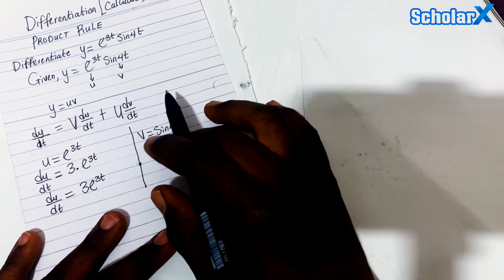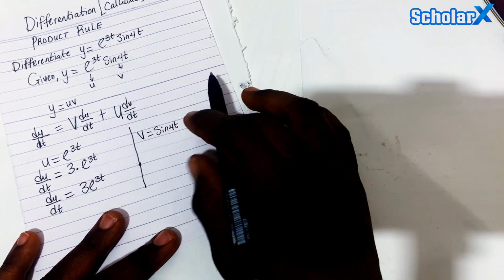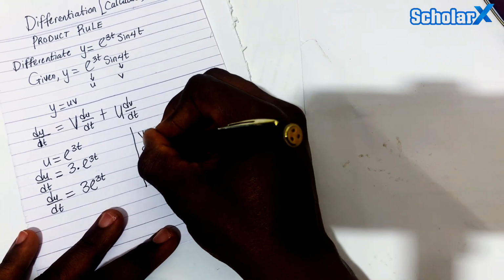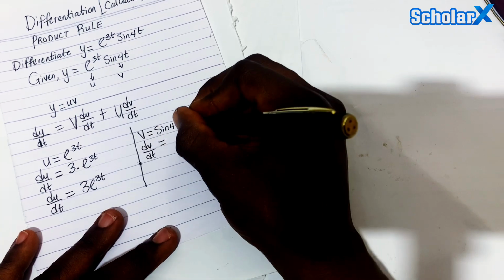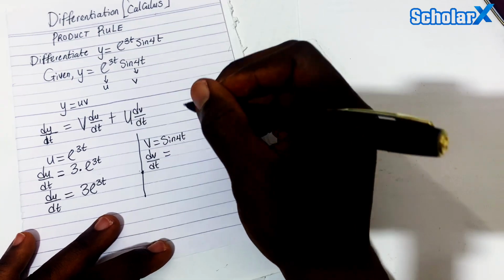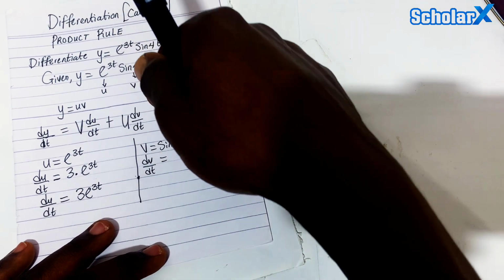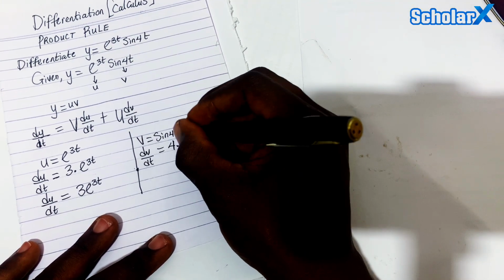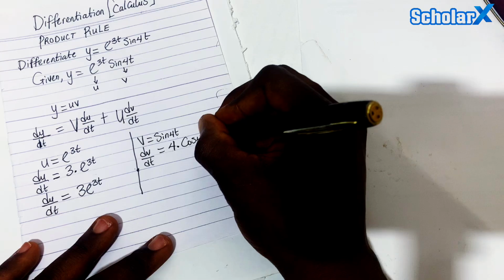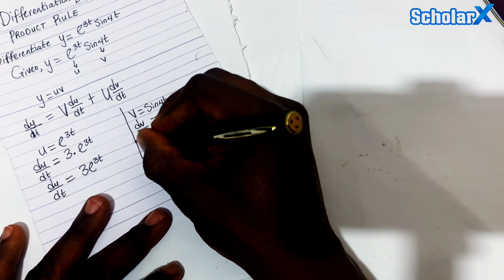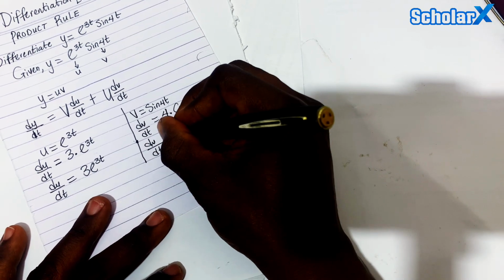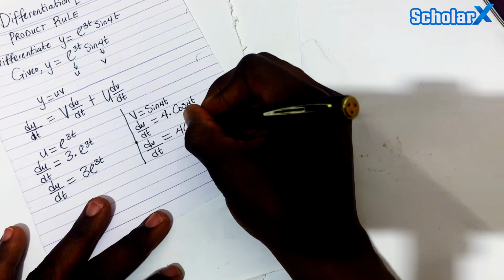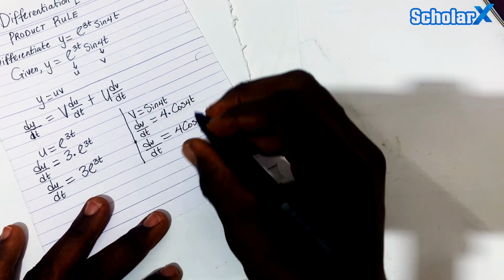So we're going to use the short way to differentiate this, such that our dv dt will be equal to, what is the function inside the trigonometric function? 4t. So differentiate that 4t, you're going to have 4. So it's going to be 4 multiplied by, differentiate sine, you're going to have cos, and you write the same 4t. So it becomes that dv dt is equal to 4 cos 4t.